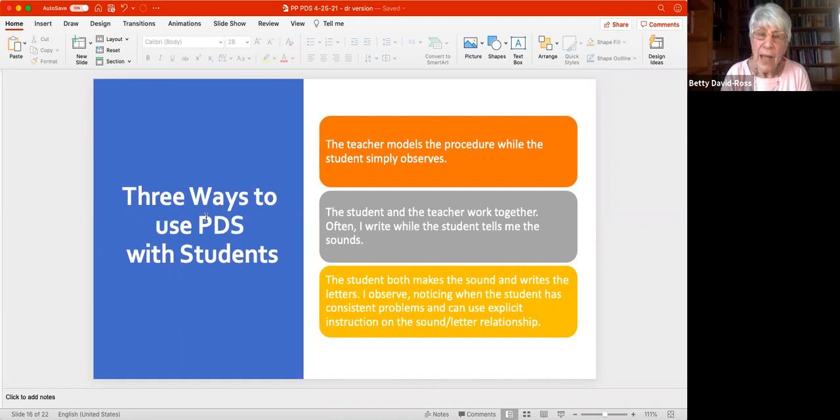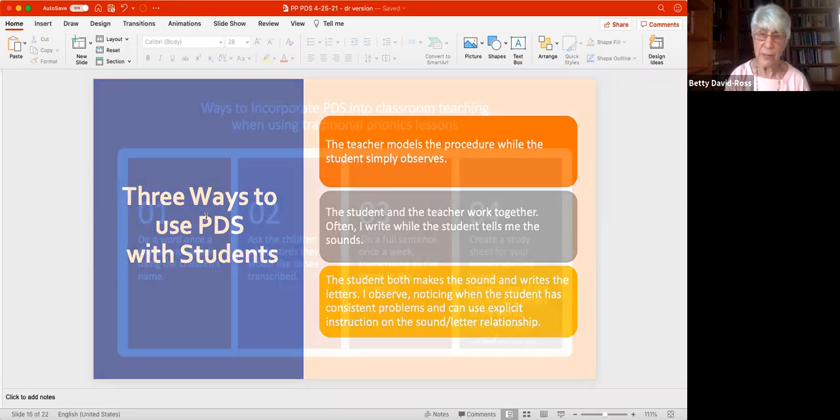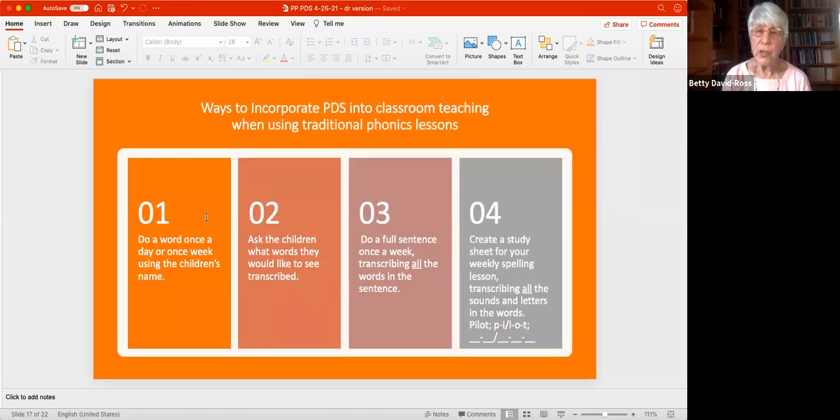Then the student and teacher work together. Often I write while the student tells me the sounds. You say, well, why don't you just have them do the sounds? Well, sometimes the cognitive load is too heavy for them. And also it gives me a little control. And then in the final case, the student does both. I observe. And if I see the student has a consistent problem with some sound pattern, I'll cover it using traditional phonics approaches. Here are ways to incorporate PDS into classroom teaching when using traditional phonics lessons.